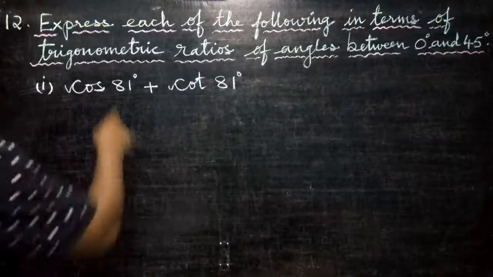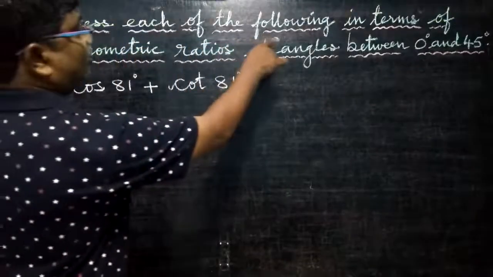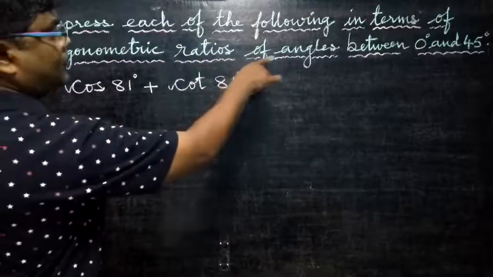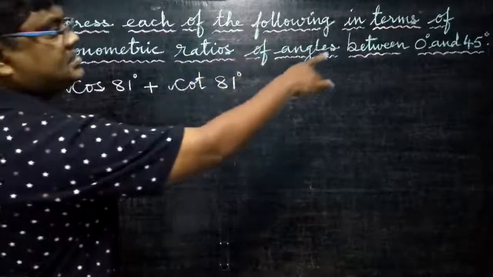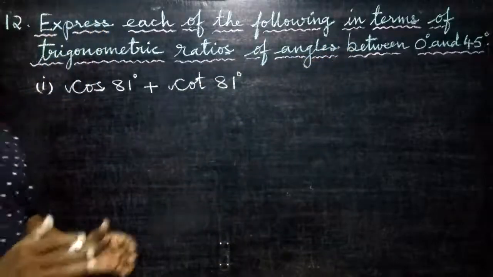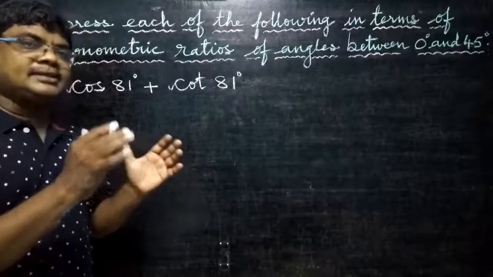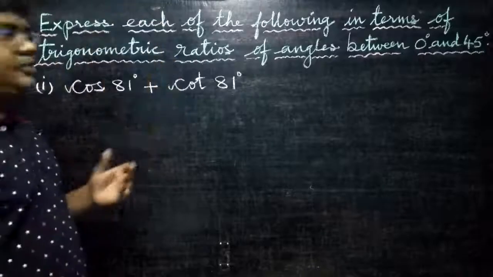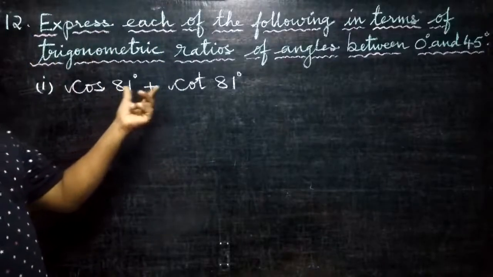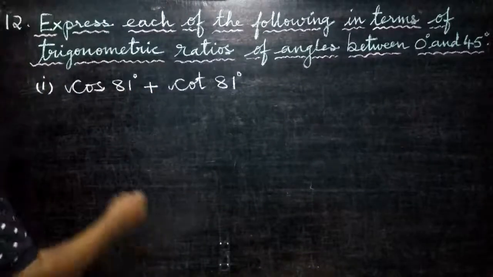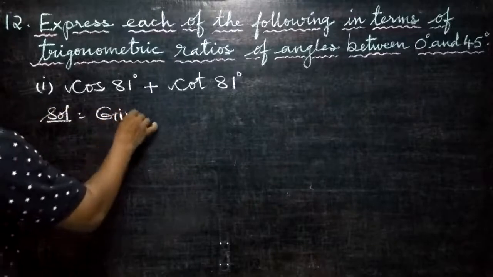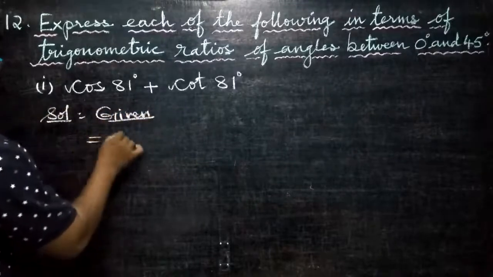12th problem. Express each of the following in terms of trigonometric ratios of angles between 0 degrees and 45 degrees. The angle should be between 0 degrees and 45, it should not exceed 45. Here it exceeded, so we have to convert it to between 0 and 45. So, solution: what have they given?